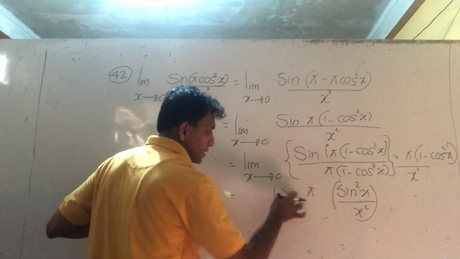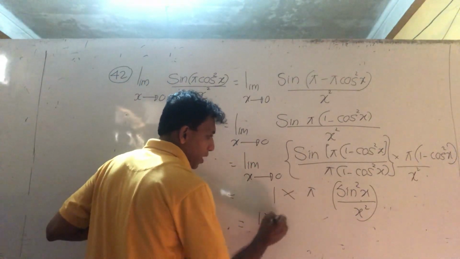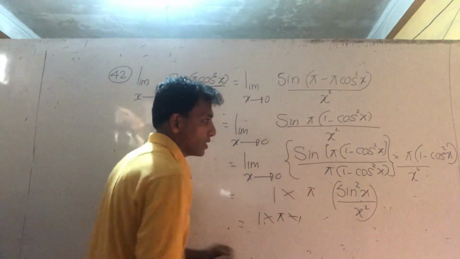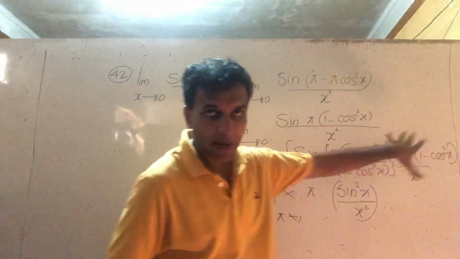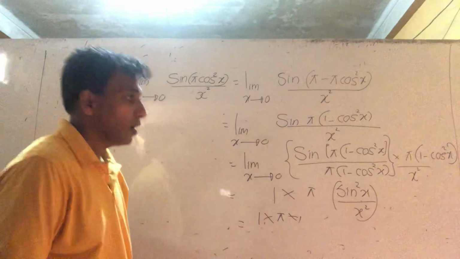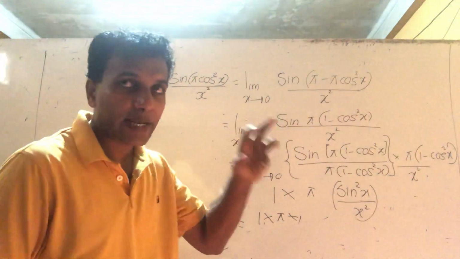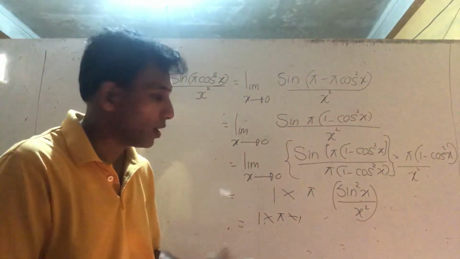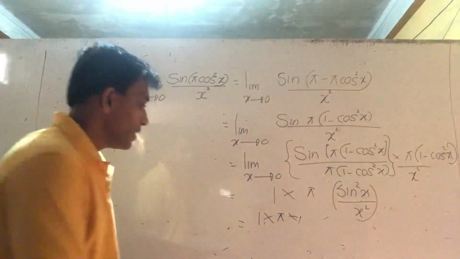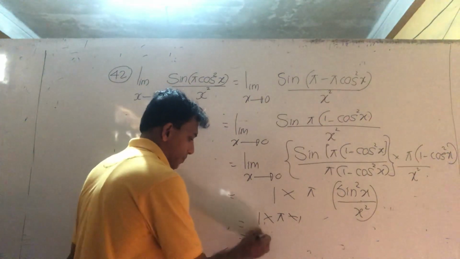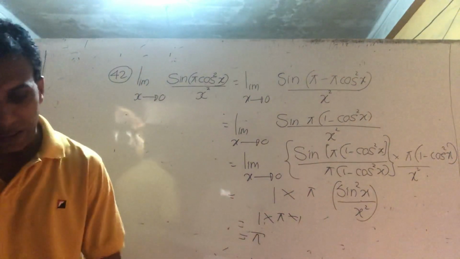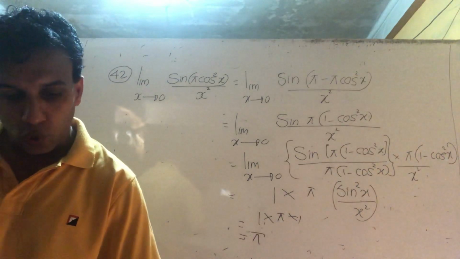Answer is 1 into pi into 1. You can write this also in another step: 1 minus cos² is sin² over x², otherwise (sin x over x) all squared. Answer is 1. Completely final solution, pi. So the limit exists. The answer is equal to pi.